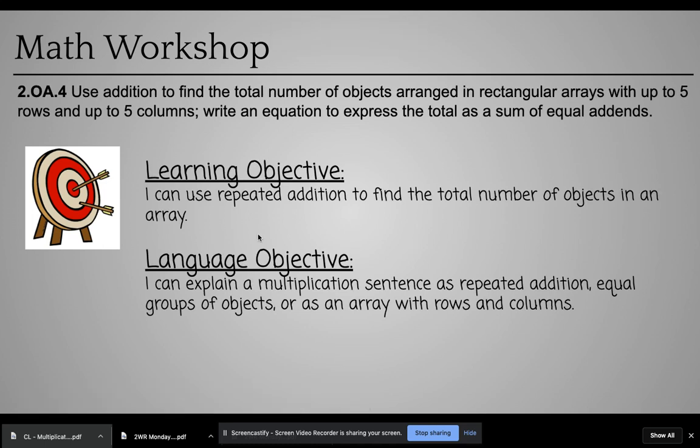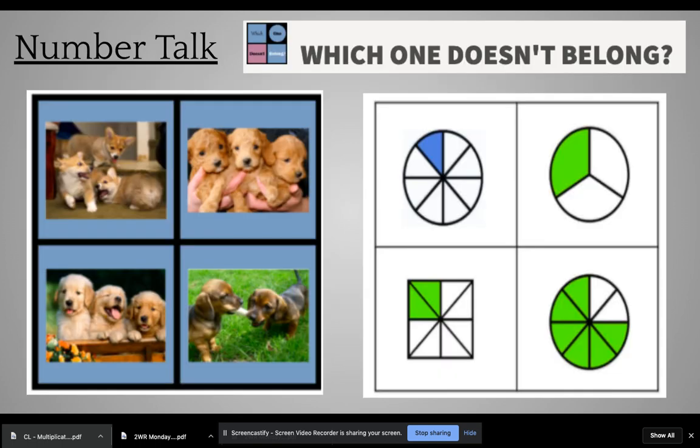Your learning objective is I can use repeated addition to find the total number of objects in an array. Your language objective is I can explain a multiplication sentence as repeated addition, equal groups of objects, or as an array with rows and columns.